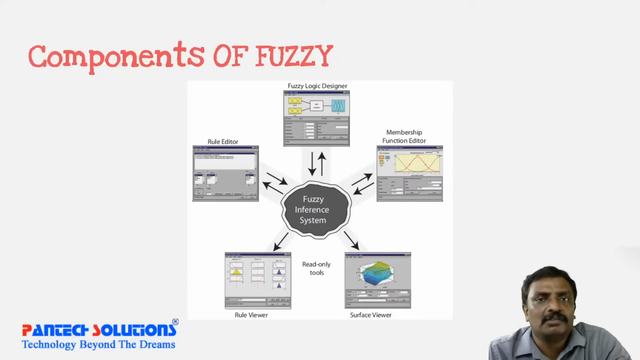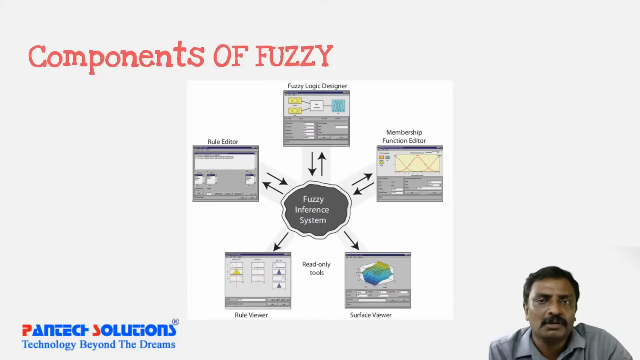The rule editor is the place where you could edit the rules. Okay, the if-then condition, and you will have operators like and, or operators also. The membership function editor is where you could edit the membership function. You could have your customized membership function, or you could change the membership function. By default, there are a lot of membership functions like triangular, Gaussian, trapezoidal, so that you could choose the appropriate membership function for your own application.